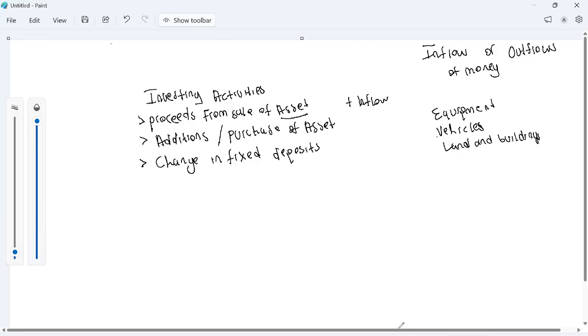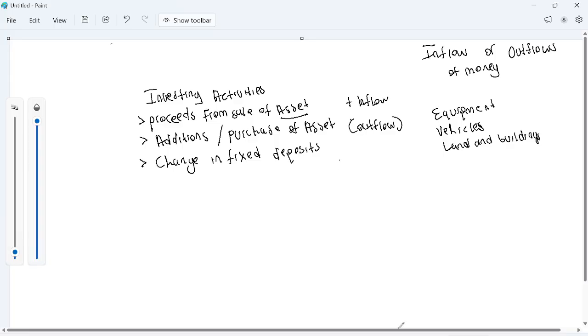The same applies. If we purchased an equipment, we purchased a vehicle, we purchased land and building, those three amounts we're gonna put them here as part of our outflow. Because why? When I'm purchasing something, I'm taking out my money in order to get the benefit out of that thing, right? Now let's talk about the change in fixed deposit.